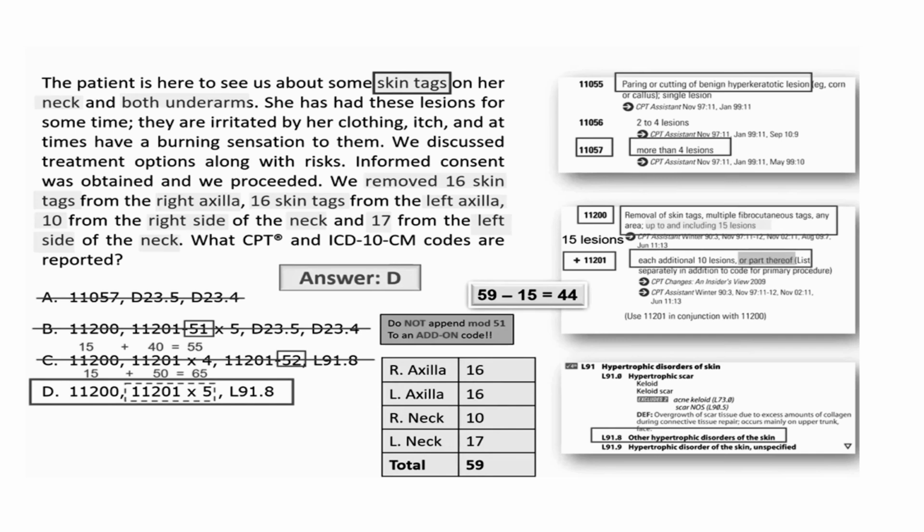Now let us see this. 11200, 11201 times 4, and 11201 times 52. Again, on the add-on code, we never write the modifier 52. So the answer B and answer D are absolutely wrong, and answer A talks about paring and cutting, and in our case it is the skin tag. So we are going to zero in on the answer 11200 and 11201 times 5.